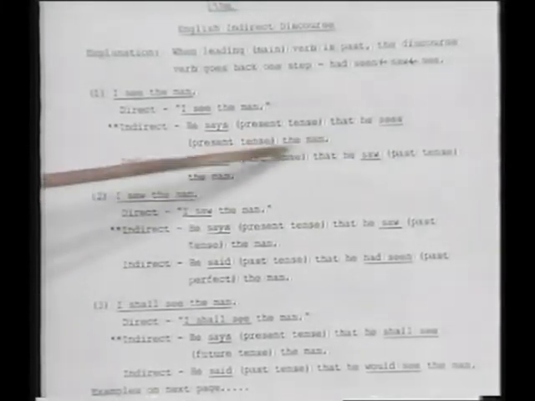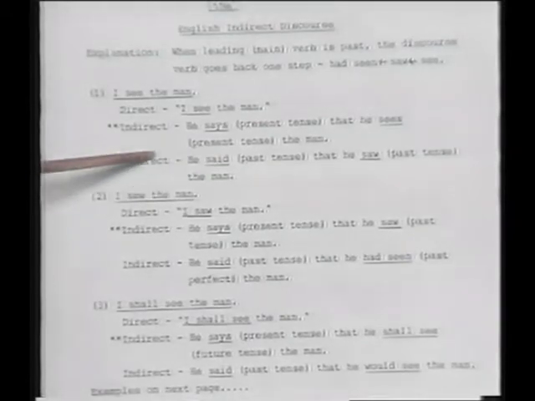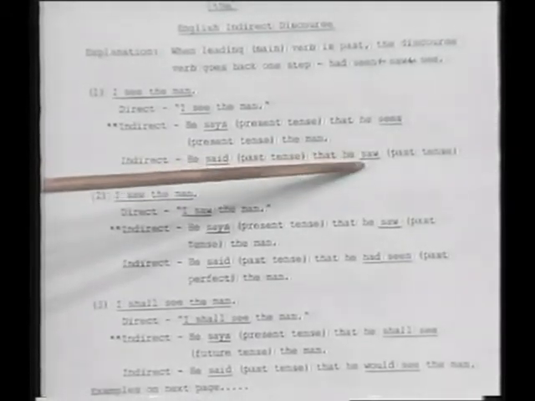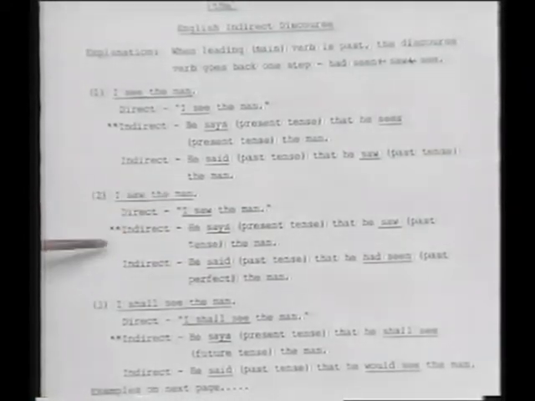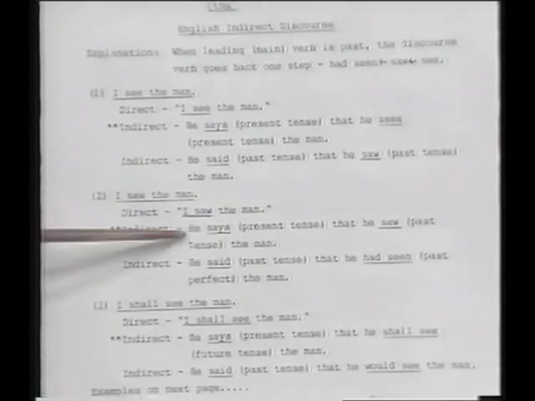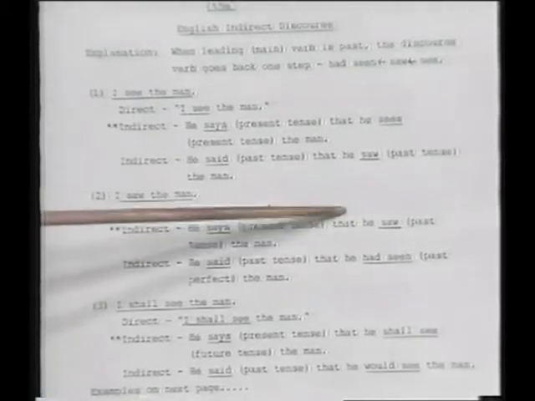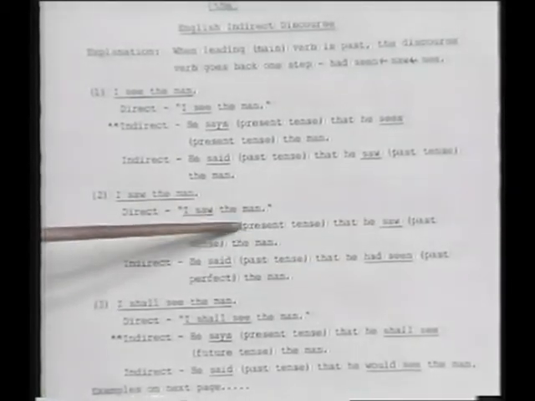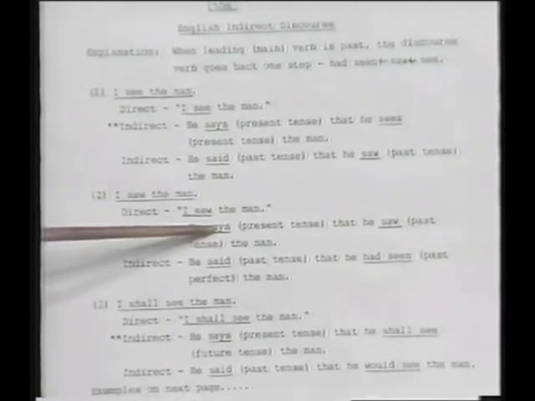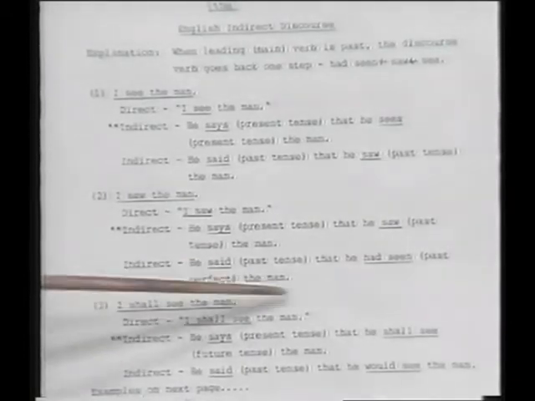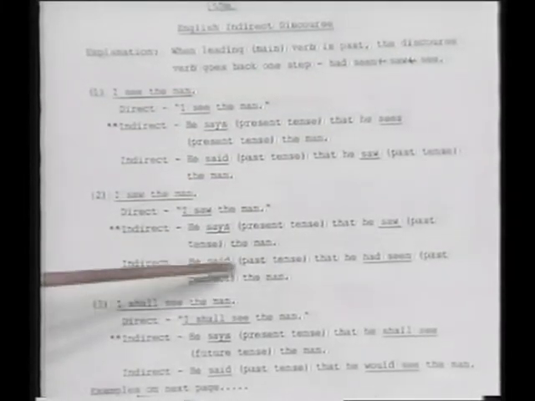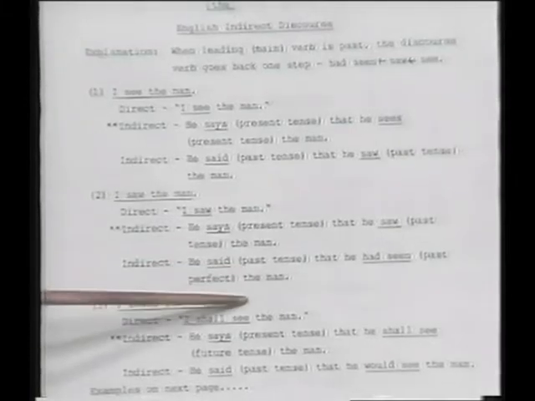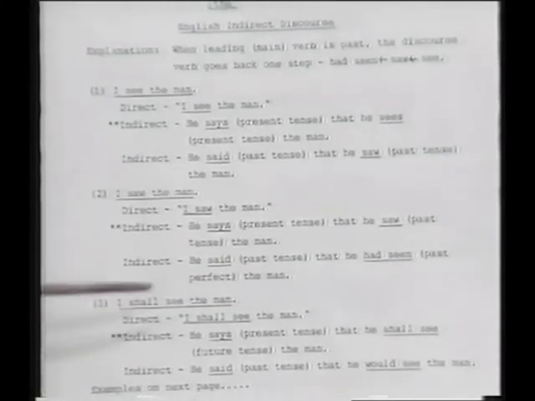And the reason we go back one step is because the main verb is past. Only when the main verb is past in English do we go back one step to saw. Now notice, when you already have saw, he said, I saw the man. Direct, I saw the man. Indirect, he says that he saw the man, and that's the key to the indirect. Now you retain that because your main verb is present. Now indirect, he said, once your main verb is past, then you have to go back one step from saw to had seen. Saw, had seen. So he said that he had seen the man. Easy? All right, one more illustration.